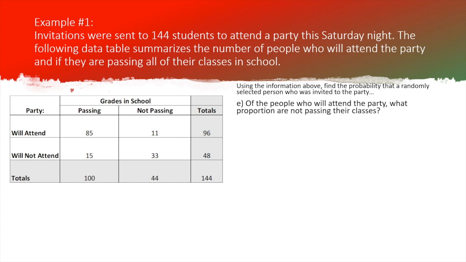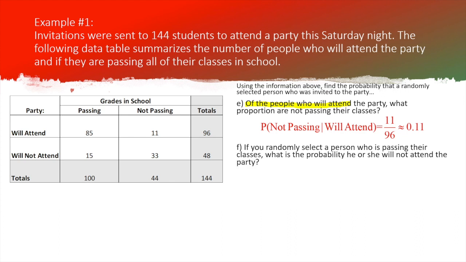Of the people who will attend the party, what proportion are not passing their classes? In this problem, this is still a conditional problem. Of the people, that's putting the condition, if you see words like "out of the people who will attend." Even though we don't have the actual words "given that," it's still a conditional probability problem. So we're only looking at the group of people who will attend the party. Out of the 96 people who will attend, what proportion are not passing? We would get 11 out of 96, or about 11.11%.